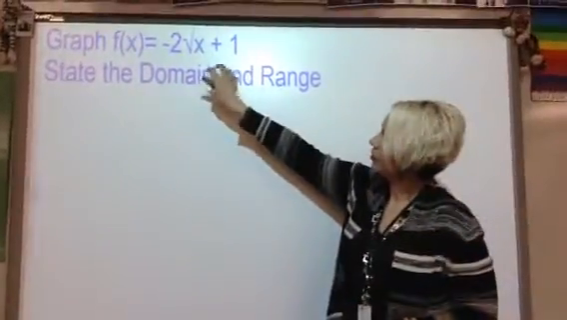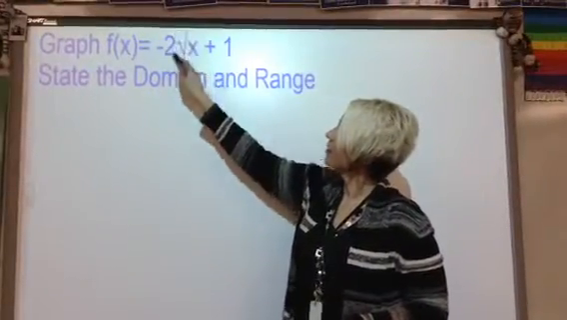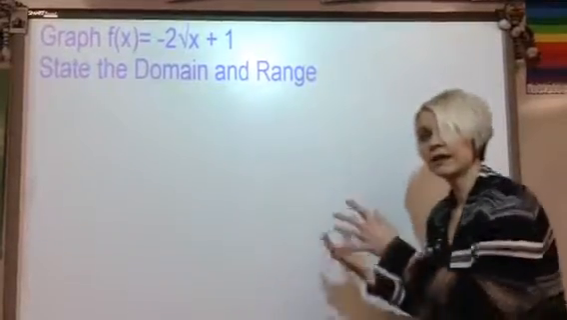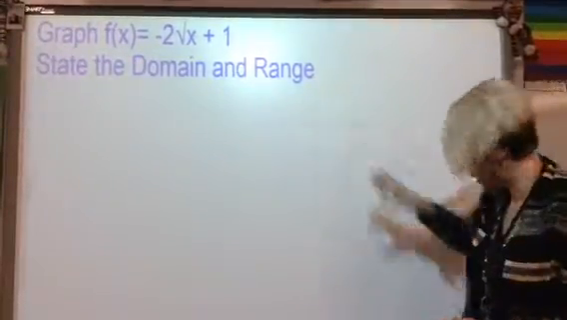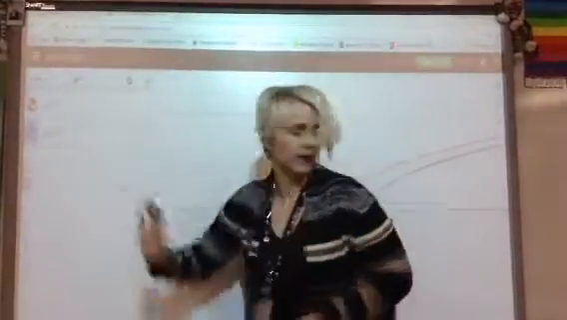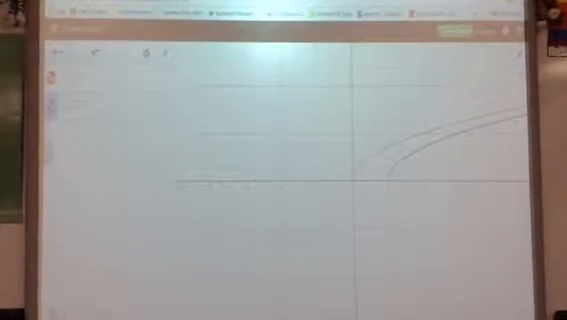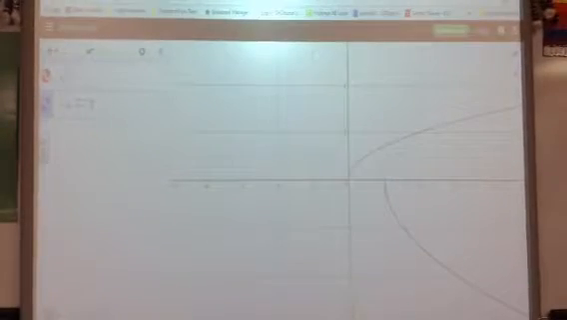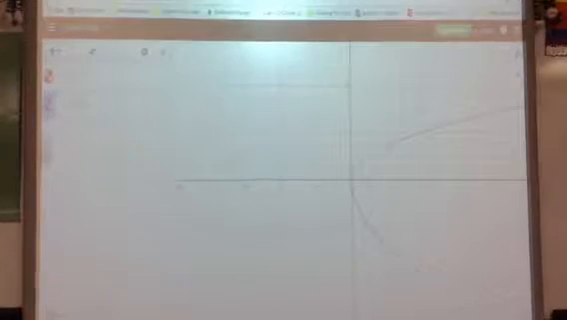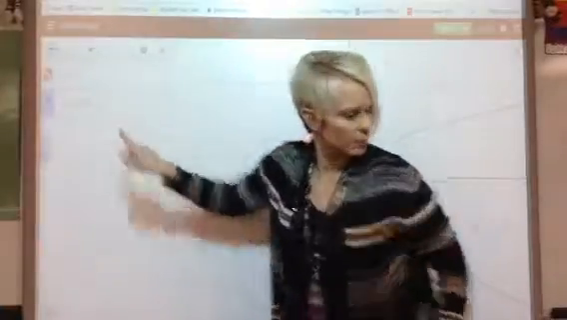The last thing we're going to look at is in this function I have something multiplied by the radical x, and then I have something added outside. So I have more than one transformation given to it. So let's see what that looks like on Desmos. And what I'll do is I'll put that inside here. So here's our negative 2 radical x plus 1.